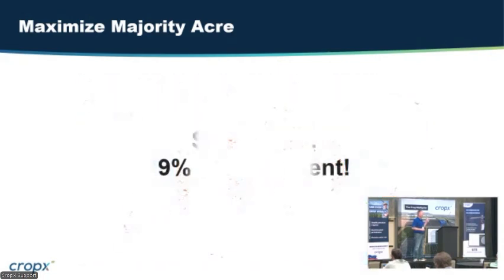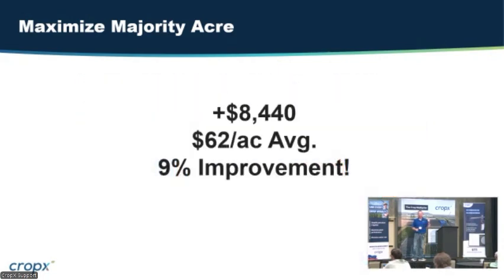In this particular field, that was over an $8,000 gain and $62 an acre average across that whole field. So that's an average. That takes into account however much we lost in zones 1 and 2, but the amount we gained was well over $100 an acre in that majority acre. Only a 9% improvement. Again, you heard me talk this morning about the ROI on just yield improvement. We often see 5 to 20% yield improvement from using a moisture probe alone.